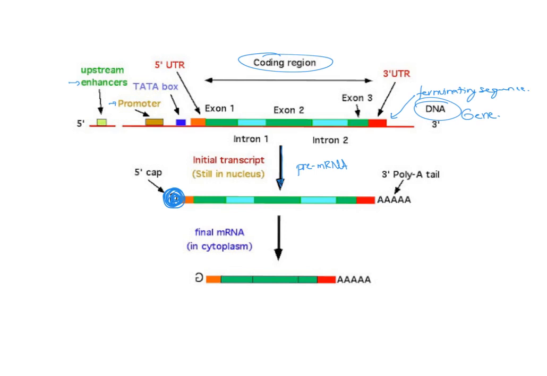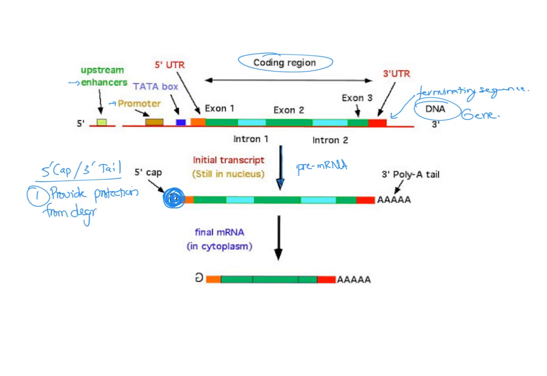And there are really two or three purposes for the 5' cap and the 3' tail. The first is that the 5' cap and the poly A tail actually provide some protection from degradation in the cell.